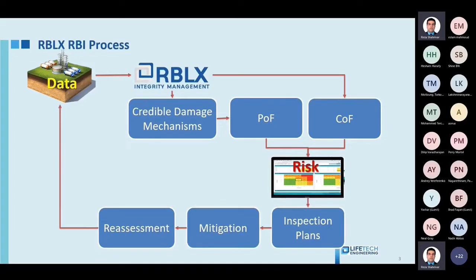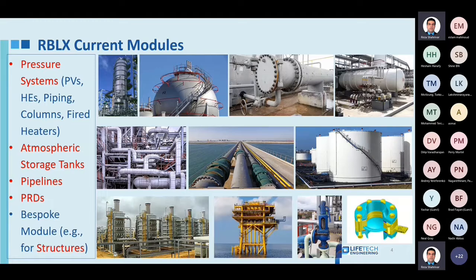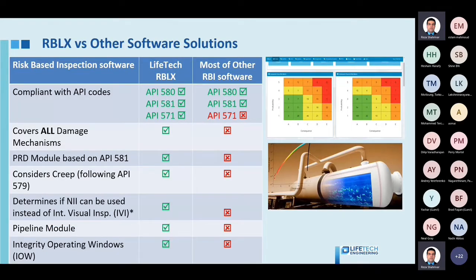RBLX is a quantitative and semi-quantitative RBI software suite. RBLX covers the following asset types: pressure systems, atmospheric storage tanks, pipelines, pressure relief devices, and bespoke module. RBLX has additional features: API 571 damage mechanisms on top of API 581. It can calculate creep, which is not in API 581.